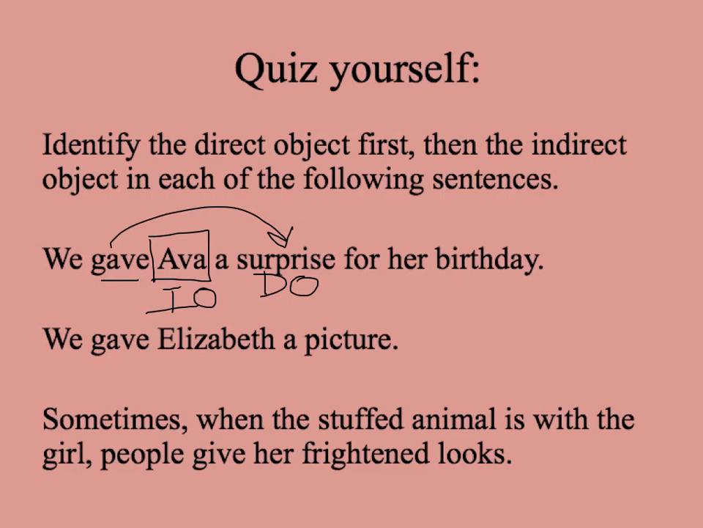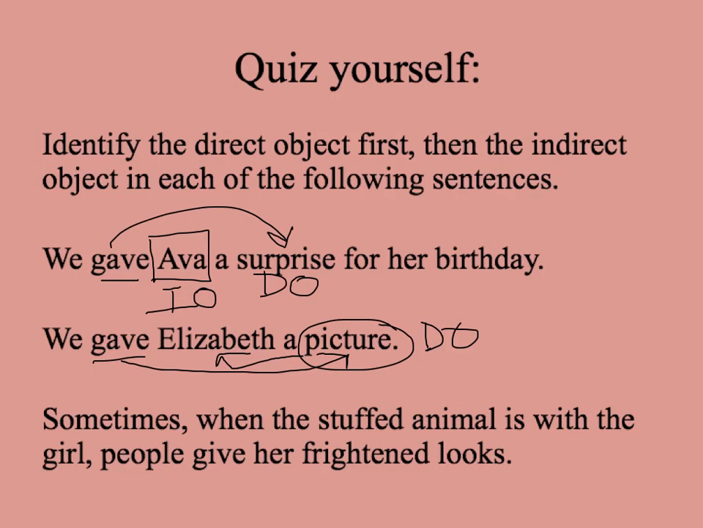And how about the next one? We gave Elizabeth a picture. Gave is our verb. Gave what? Now where's our indirect object? What questions do you ask? To whom? The picture was given to Elizabeth, which is our indirect object.